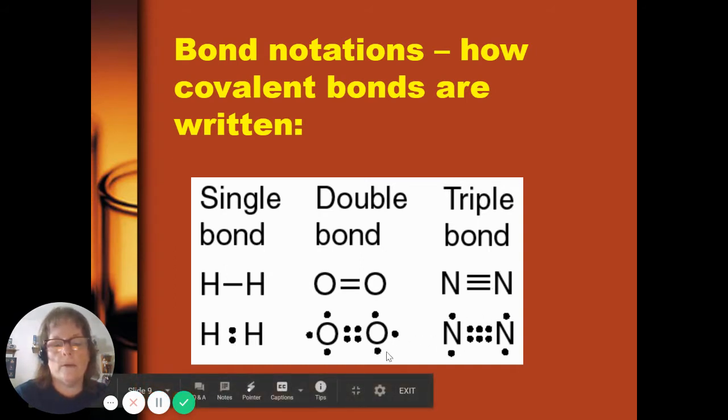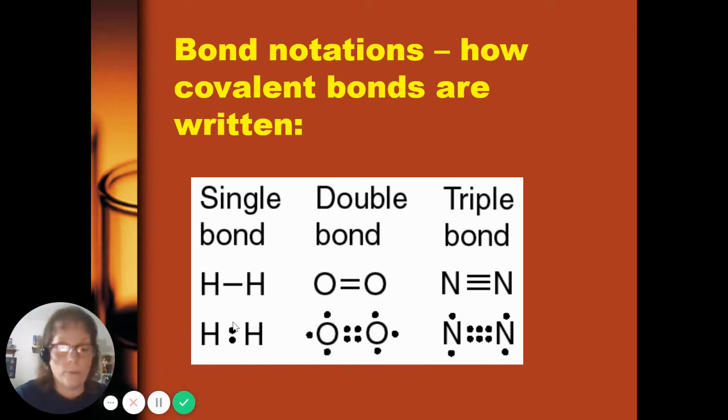Ignore these down here. They're called Lewis dot structures. If you had chemistry, you know what they are. If you haven't had chemistry, you don't need to worry about that in anatomy.